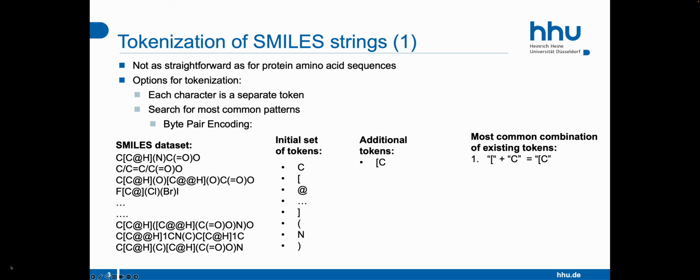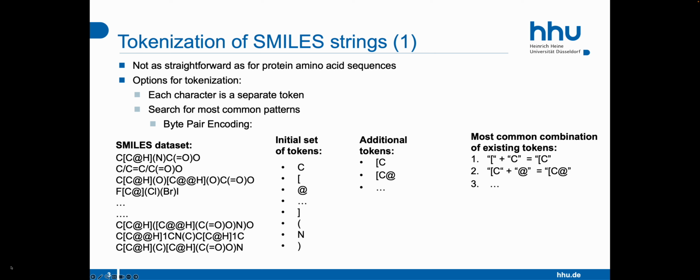And next, we would again search for the most common combination of tokens, and now we can also include the token that we have just added. So, for example, the most common combination of tokens that currently exist could be the combination of the token that we have just added and the add sign. This would mean that we add the string consisting of an opening square bracket, capital C, and the add sign to the set of tokens. And we will repeat this over and over again.